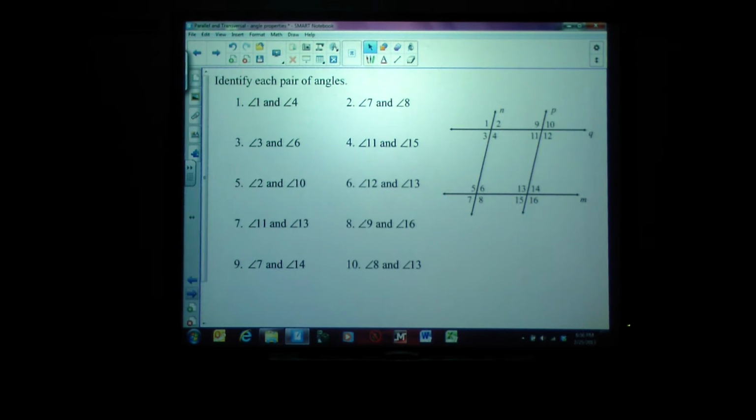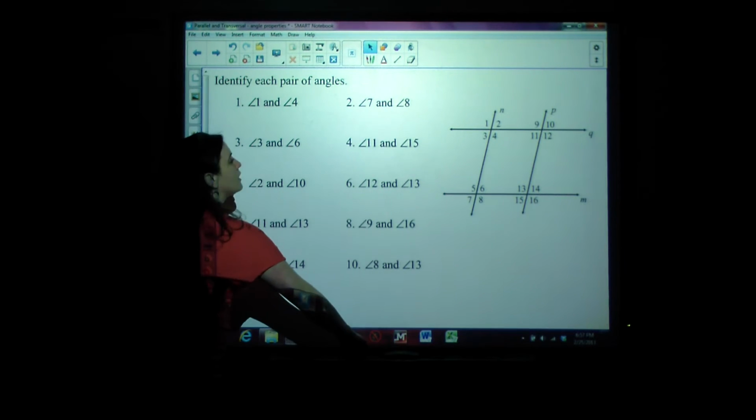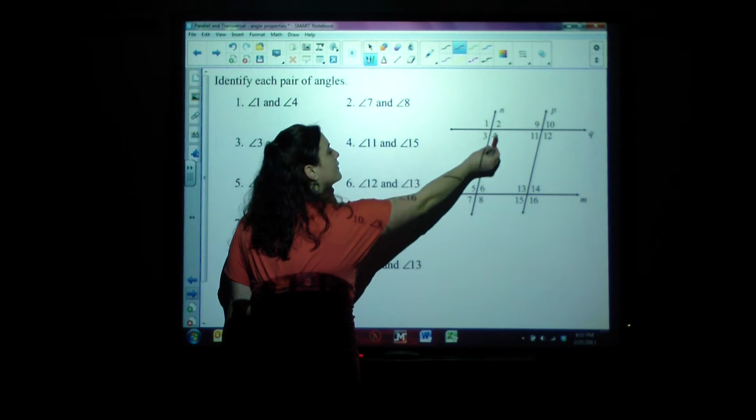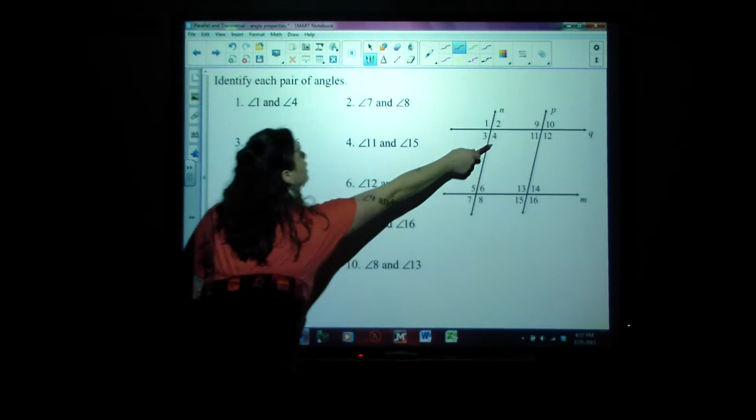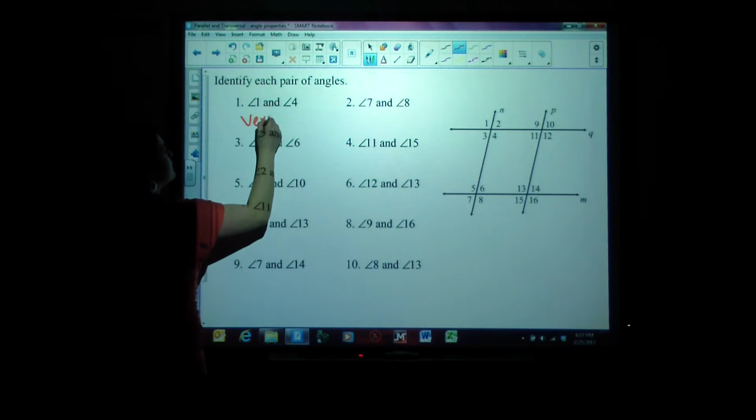Here's a bigger picture. We have actually 4 lines here and 10 different questions, and we are asked to identify each pair of angles. So in looking at the picture, you should be able to identify what type of angles they are. So let's get started. 1 and 4. They're on the same intersection and they're non-adjacent, meaning they're right across from each other. Those are vertical angles.